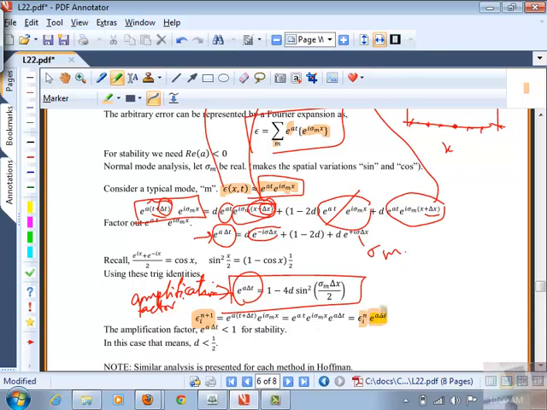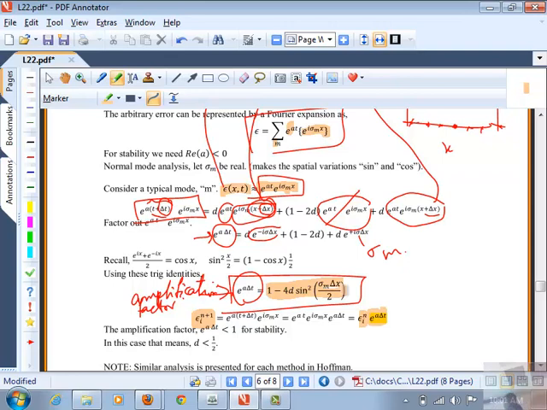So if that factor is less than 1, the error keeps decreasing. If that factor is greater than 1, the error keeps increasing. And in this particular case, we know what that factor is. So we need to ask the question, under what conditions is that term always less than 1? Of course, sine square is going to be what? Sine is between minus 1 and plus 1, no matter what choice you make for delta x, and no matter what sigma m is, whichever wavelength you are considering. So sine square is going to be between 0 and 1, always.